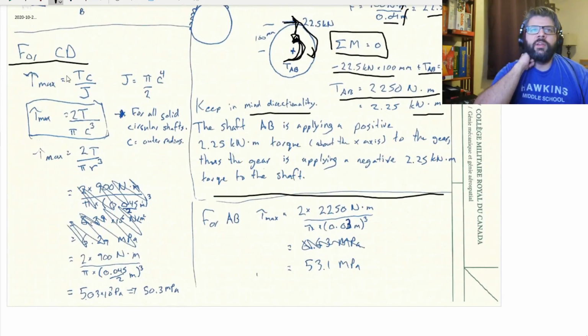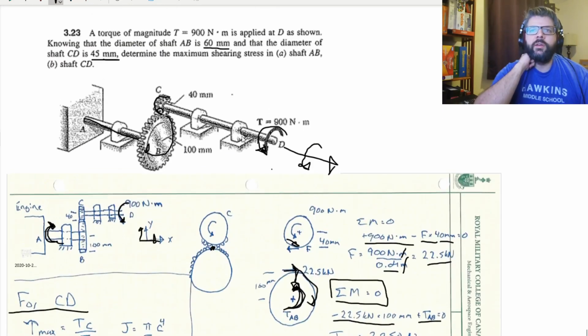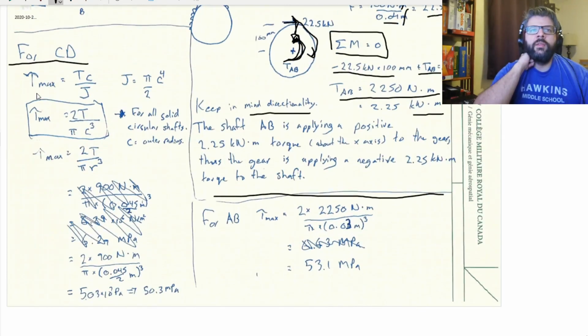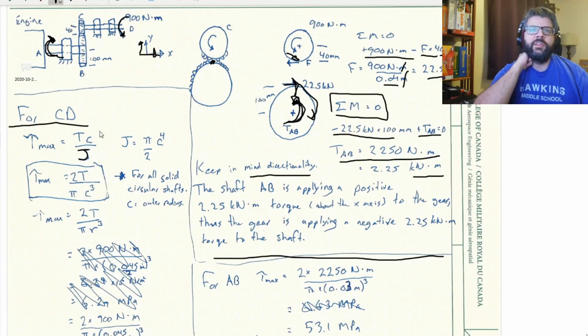So for the section CD here, the top, the one with the smaller gear on it, we know that the tau max is equal to the torque times C divided by J. And again, they use C instead of R because C is the distance from the center to the point you're looking at, which for all circular shafts is just going to be the radius. That having been said, this formula does work for non-circular shafts, so it is what it is.